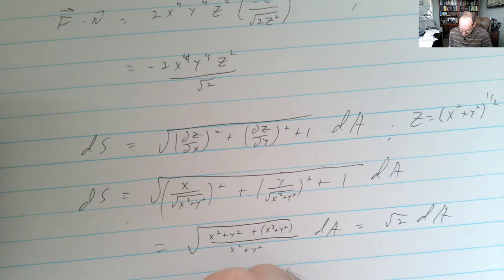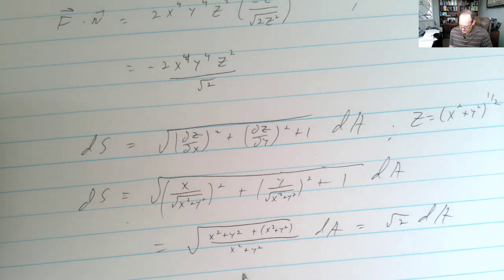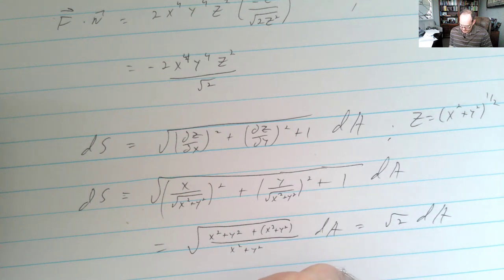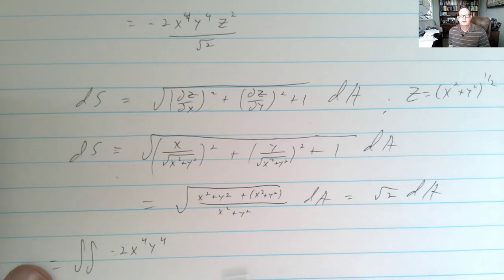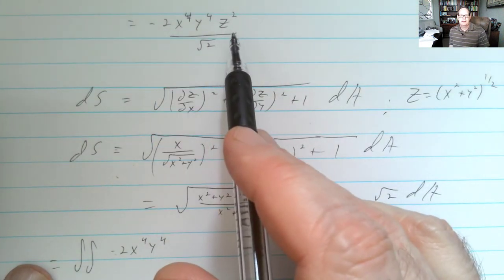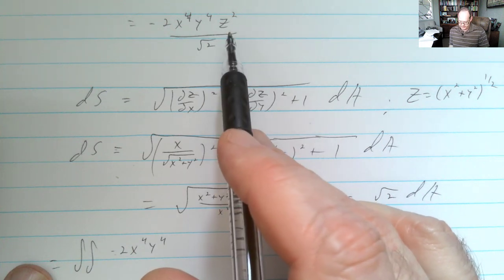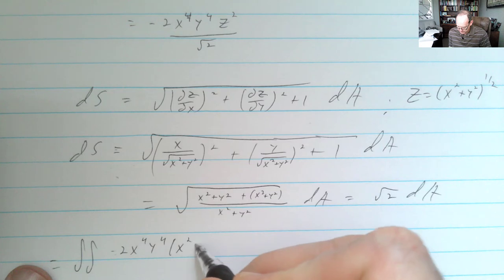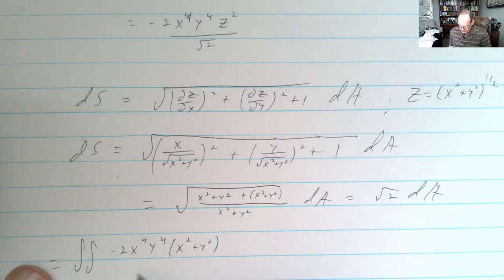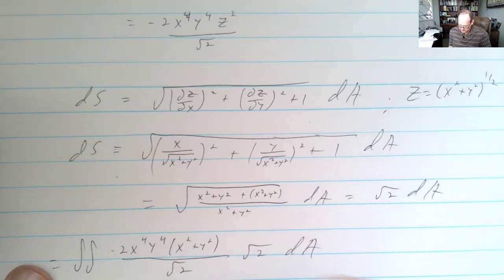So we have to integrate negative 2 x to the fourth, y to the fourth. So we're integrating this, and I can only have the two variables. Everywhere on the surface, what does z squared equal? x squared plus y squared. We divide by root 2. So that's F dot n. dS is root 2 dA. Those will cancel.